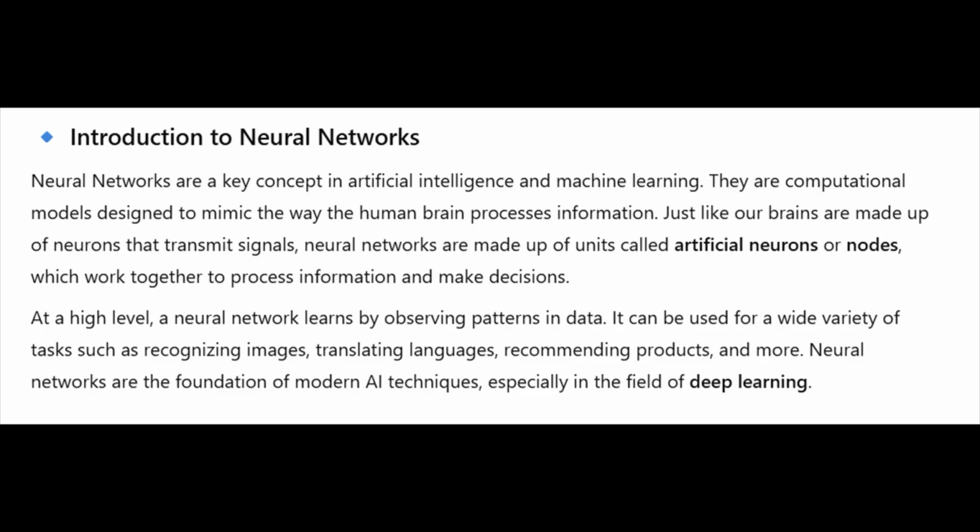Introduction to neural networks. Neural networks are a key concept in artificial intelligence and machine learning. They are computational models designed to mimic the way the human brain processes information. Just like our brains are made up of neurons that transmit signals, neural networks are made up of units called artificial neurons or nodes, which work together to process information and make decisions.